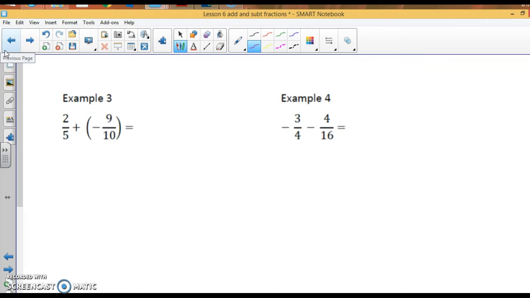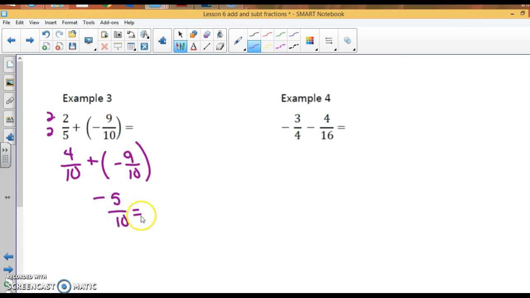All right, here we go. 2/5 plus negative 9/10. I've got to find a common denominator, which is going to be 10. The second fraction I don't need to touch. This one I need to multiply by 2, so I'll have 4/10. Now, look here. It's an addition problem, but the signs are different. So I subtract and take the sign of the larger, so it'll be negative 5/10, which is negative 1/2.